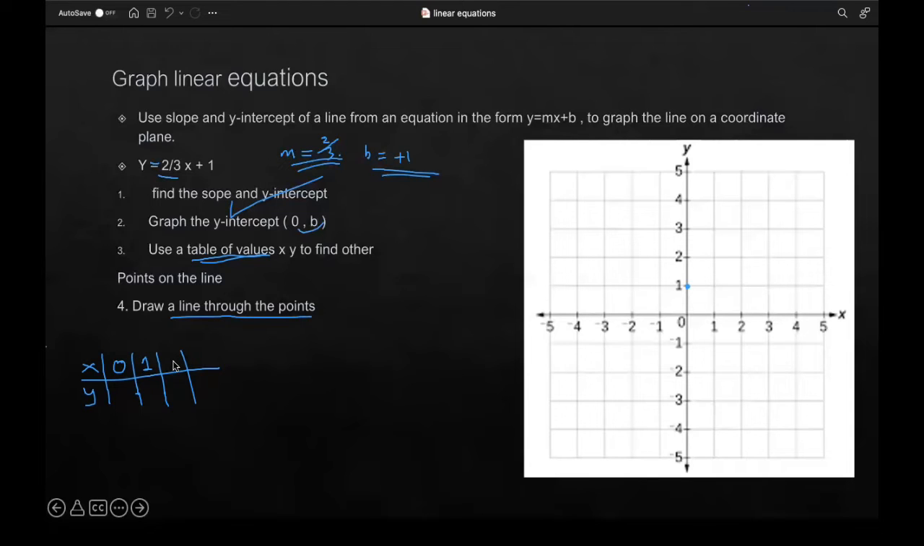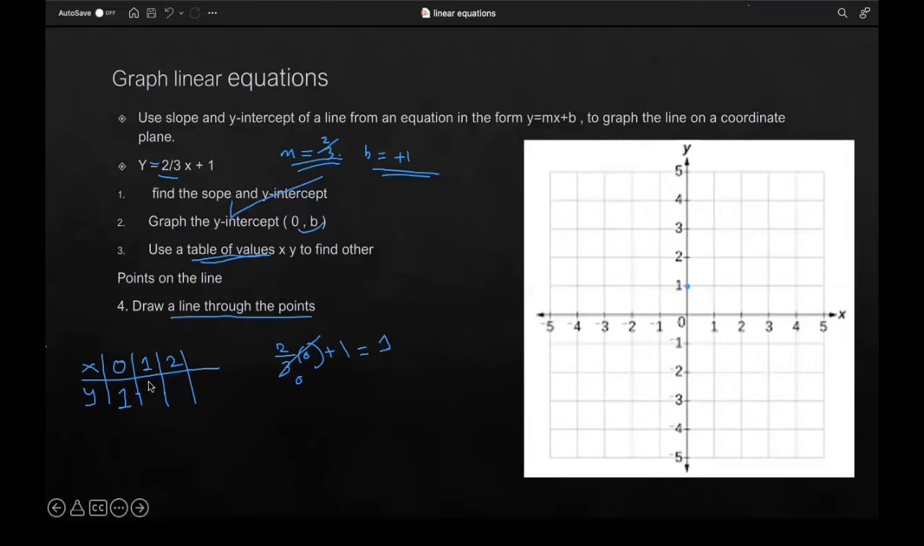So 0, 1, 2, let's say. 3 points are enough. Okay, so you simply substitute. So 2 over 3 times 0, let me show you how that's going to be. Is supposedly equal to y. So what is it going to be in this case? 2 over 3 times 0, anything times 0 is a 0, plus 1, that will give us a 1. And so when I have a 0 in the x-axis, I will have a 1 on the y-axis.